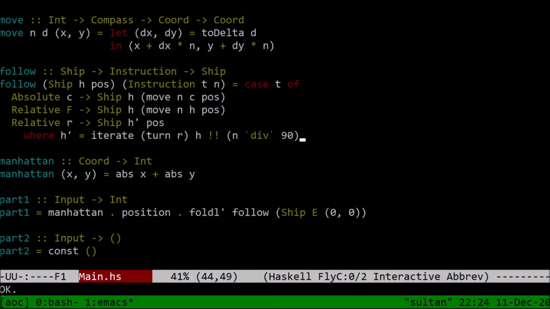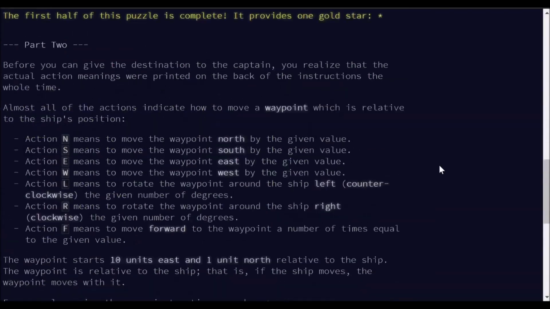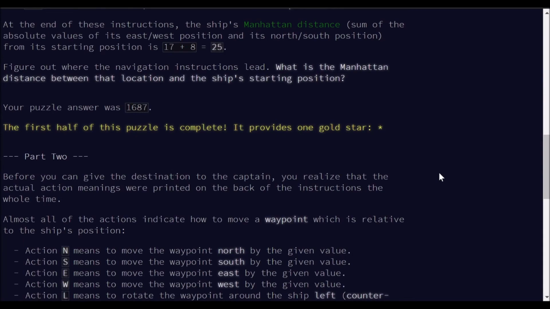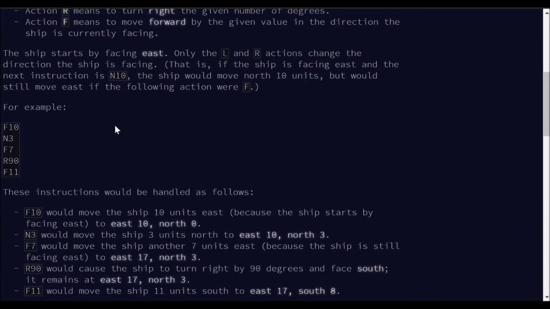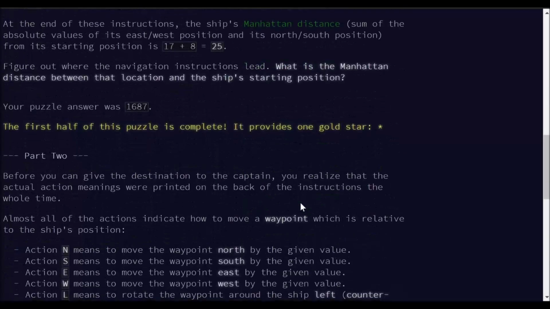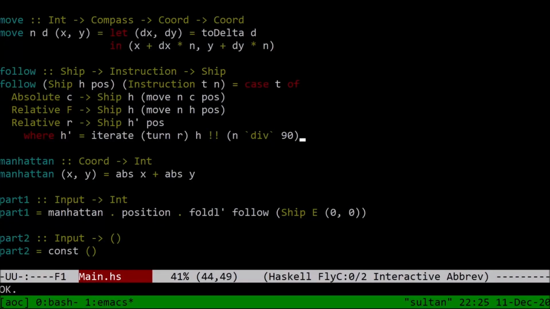So how much do we need to change here? We need Manhattan still, clearly, and position. And we have the same ship. The funny thing is, the ship's heading doesn't matter anymore. Is that correct? So in part one, it says the ship starts out facing east. We don't actually care anymore. Okay.